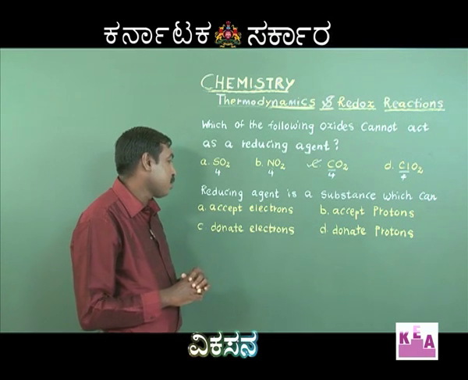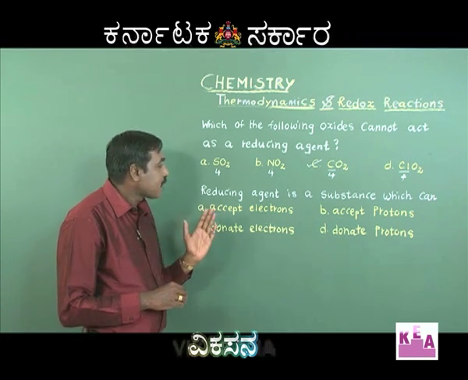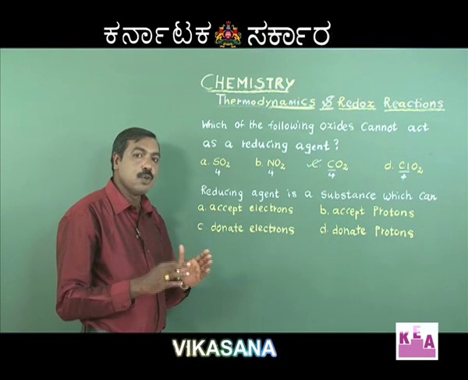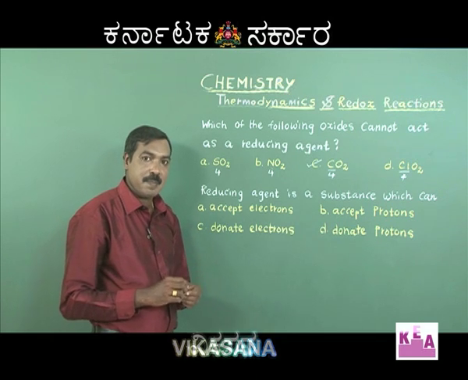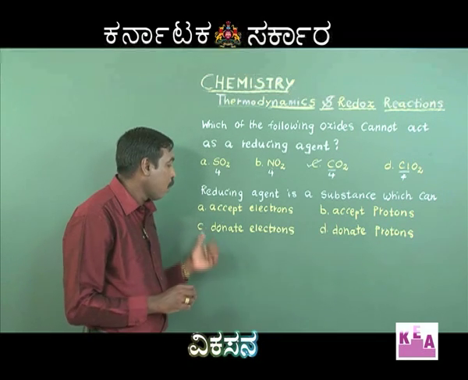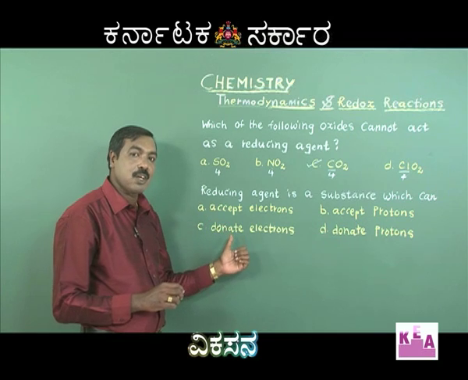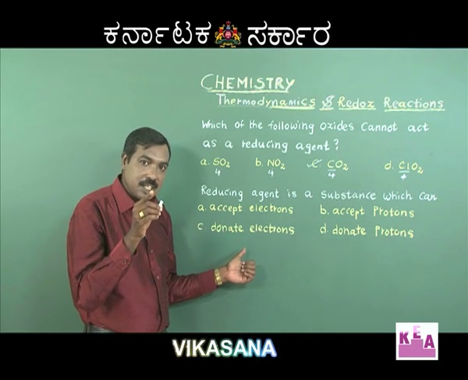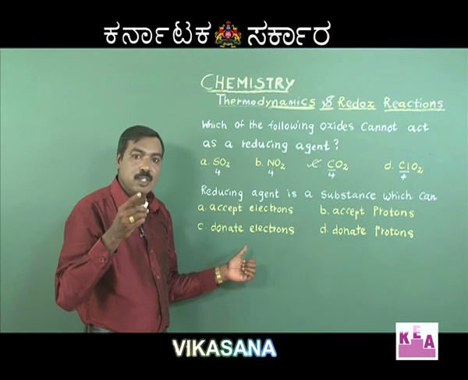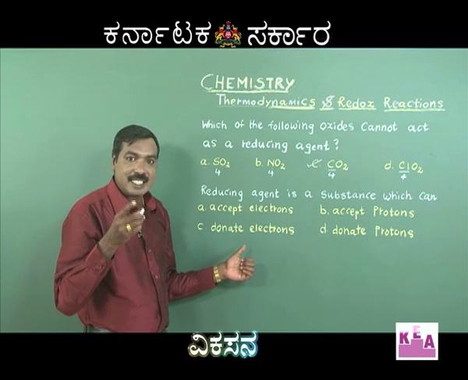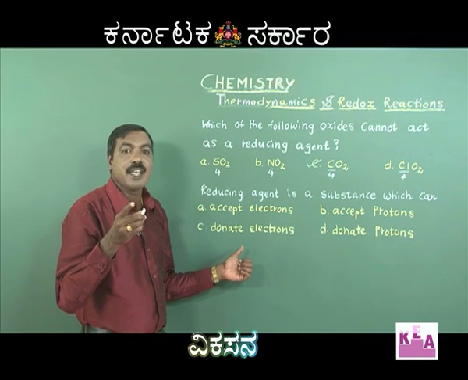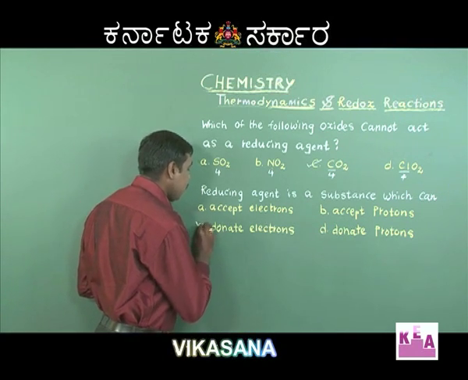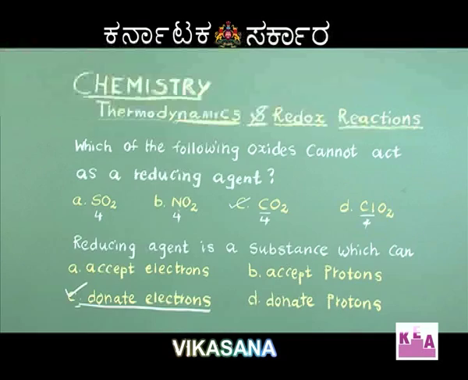A reducing agent is a substance which can accept electrons, accept protons, donate electrons, donate protons. I would say the right option is option C, donate electrons, because it connects to my definition of oxidation, the process of loss of electrons, gain in charge. Therefore, it can be a very good reducing agent. Right option is option C, donate electrons.